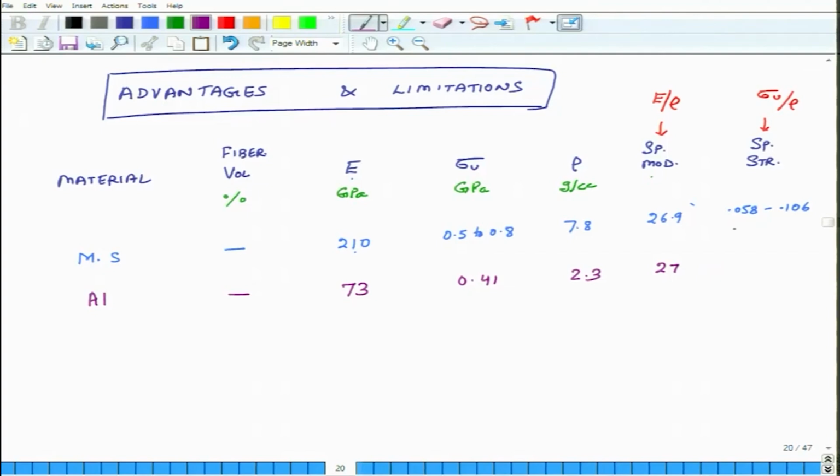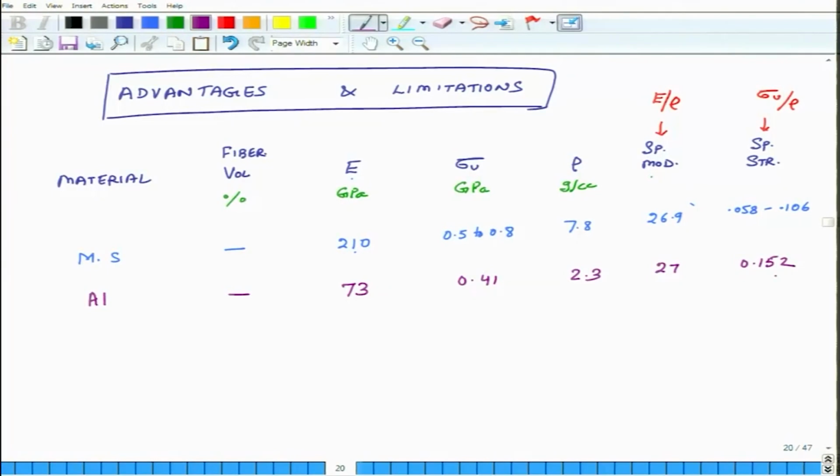And the specific strength is 0.152. So, this is much higher than that of steel. Okay? So, if you want to make a structure light and also maintain its strength, maybe aluminum is the thing to go. If you want to have, let us say, the same strength, but you want to reduce the mass, because its specific strength is less. Now, let us look at 3 composites.